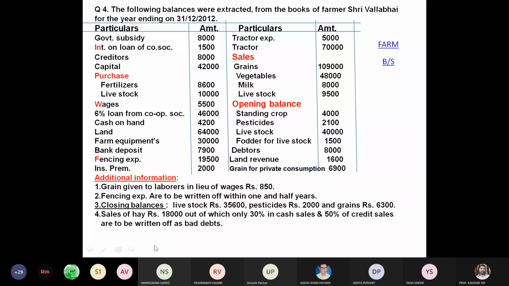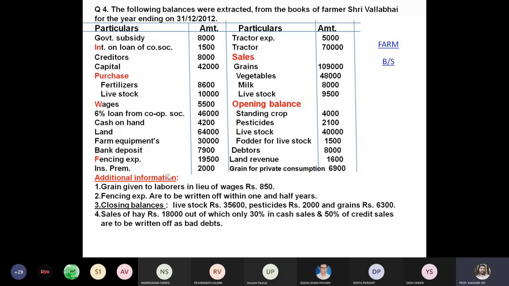Effect 2, grain goes from the farm. So this amount, rupees 850, will be credited to the farm account.